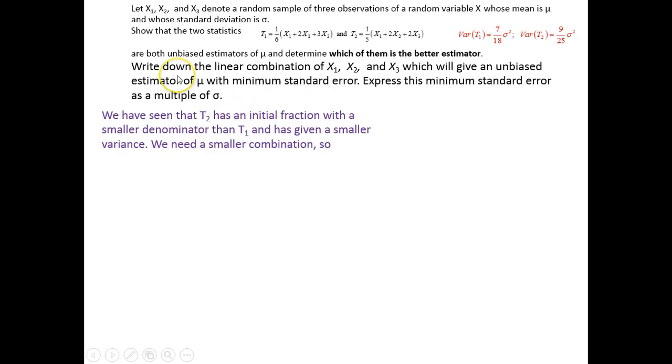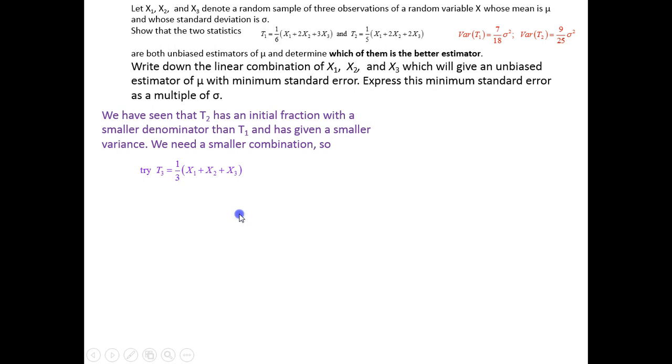Now we need to write down a linear combination of x1, x2, x3, which will give an unbiased estimator with a minimum standard deviation. We have seen that T2 has an initial fraction with a smaller denominator than T1. So we had 1/5 and 1/6, and T2 gave the smaller variance. We need a smaller combination even than this. So let's try T3 to be 1/3 of each of x1, x2, x3.